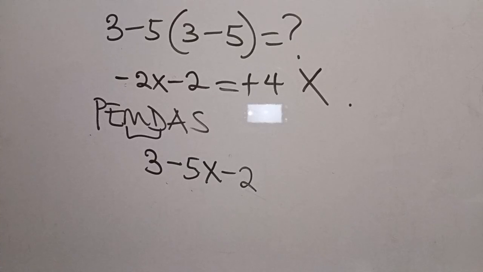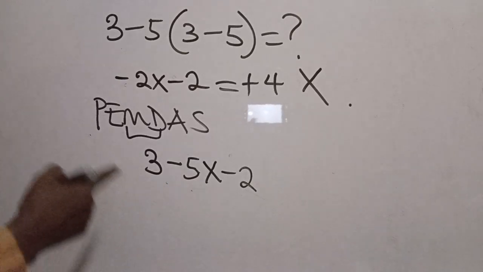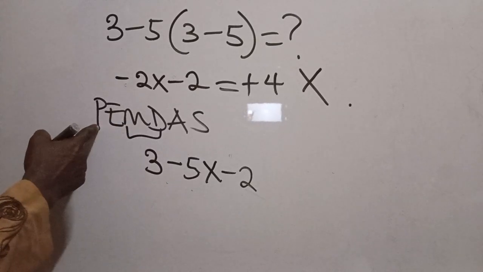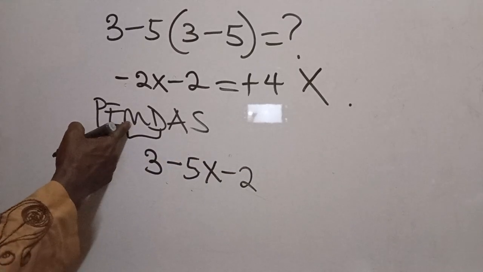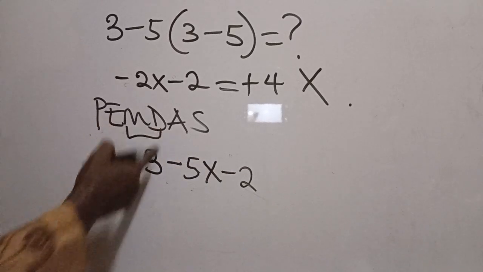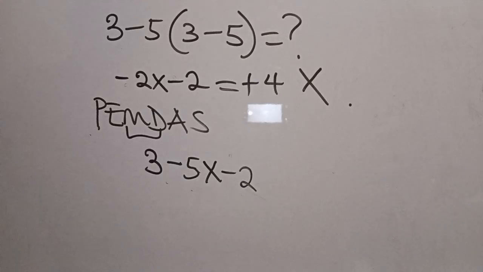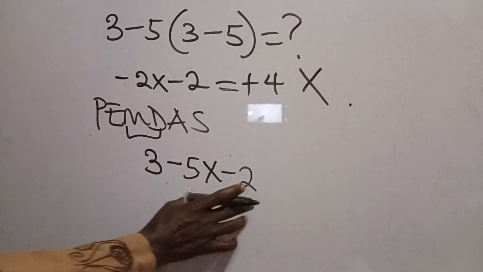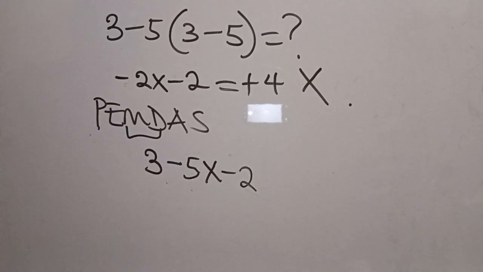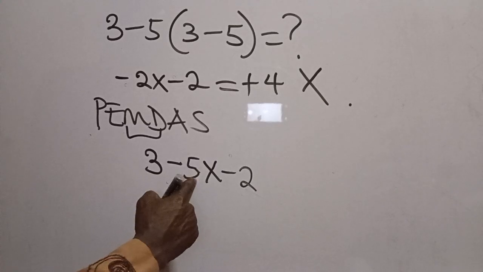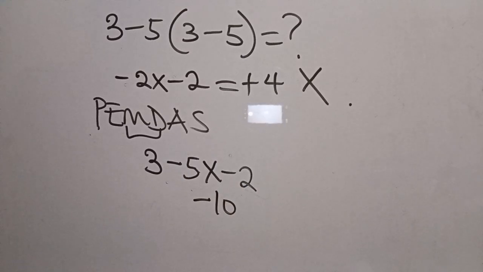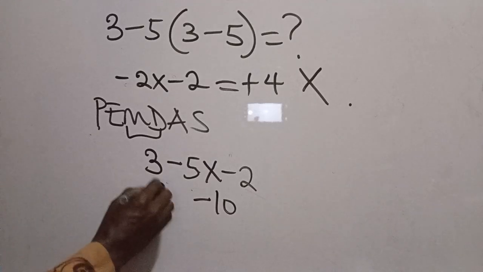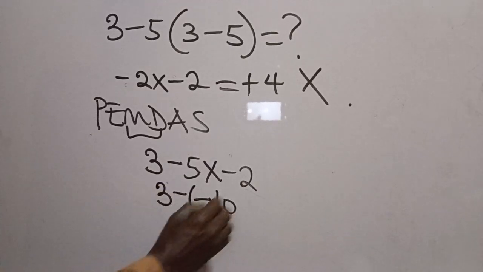So now, what do we consider next? After parentheses, exponential is not available. Then we consider multiplication. Multiplication comes before division, but we give both of them the same priority. Since we don't have division here, we take multiplication. So 5 multiplied by minus 2 is minus 10. Okay? Then we have 3 minus 10.